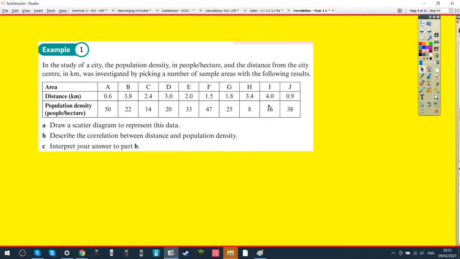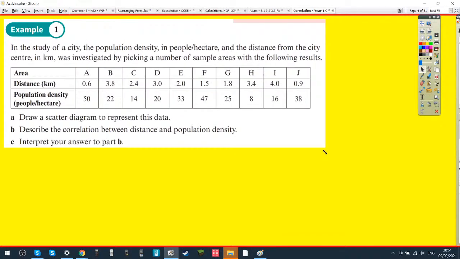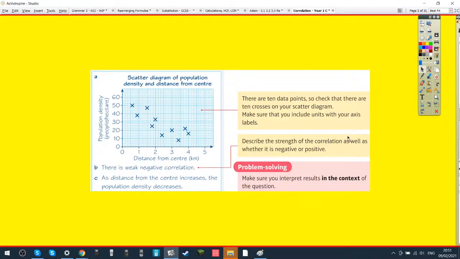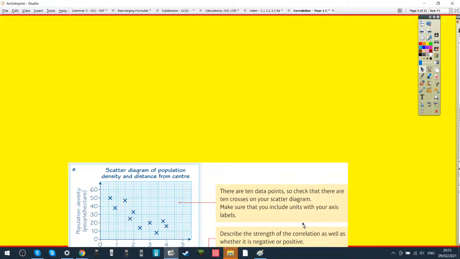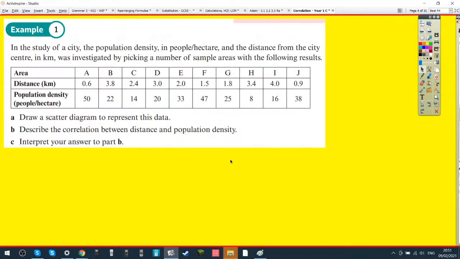Okay. You know how to draw a scatter diagram? I believe so, yeah. And that's what it looks like. Okay, describe the correlation. So weak negative correlation. Great. And in the context of the question, so interpret that for part C. What do you mean by interpret? Like put it into the answer, like the population density? Like in the context of the question. Yeah, population density type of stuff.